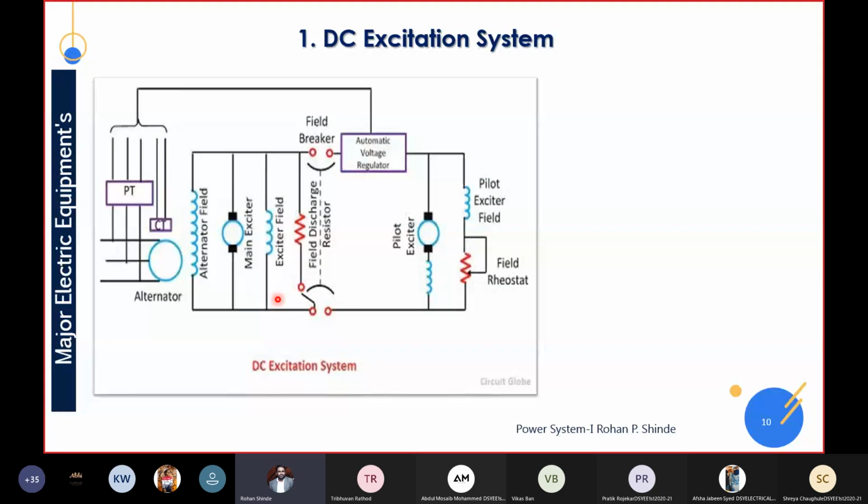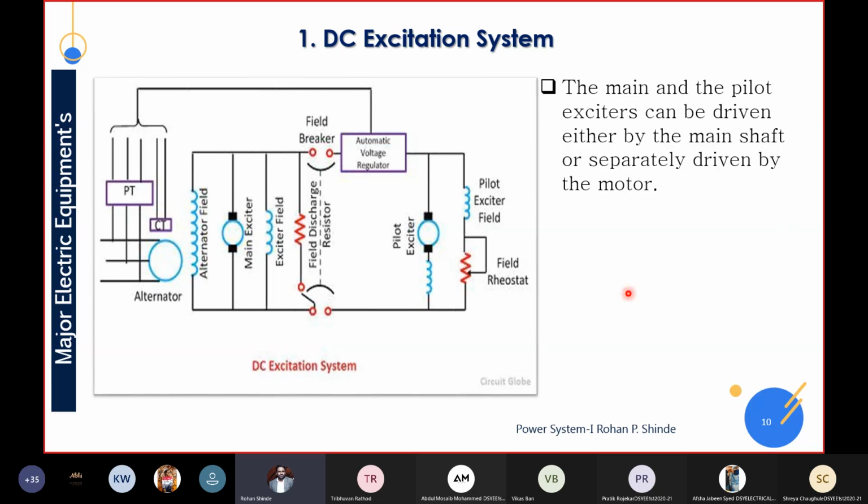Now see here, this is the structure of our DC excitation system. This is the alternator, and we have to excite this alternator. This alternator has a field winding, so this is the alternator field winding. I have already told you that our DC excitation system has two types of winding. First is a pilot exciter winding.